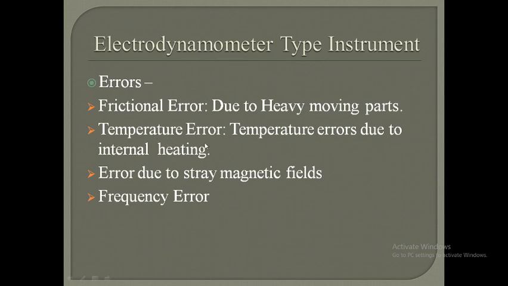Now next is your temperature error. The temperature error is due to internal heating. Internal heating is your I square R losses. Due to the heating, your resistance also changes at times, and a change in temperature also causes a change in the spring constant and the resistance of the coil, due to which changes in the reading occur. Next is the error due to stray magnetic field.